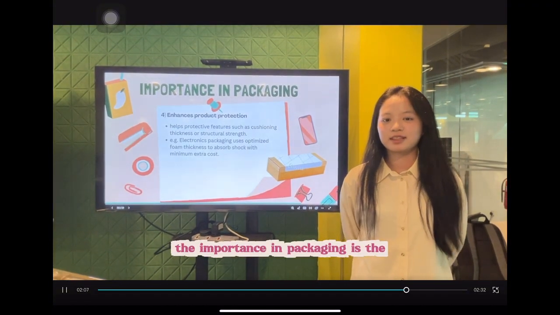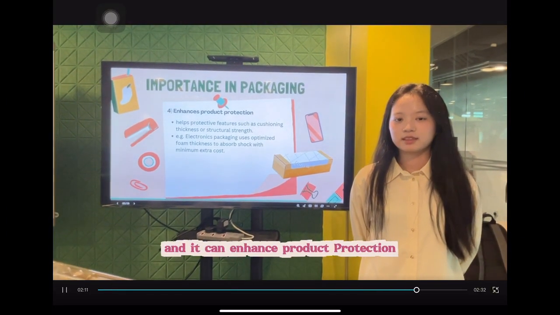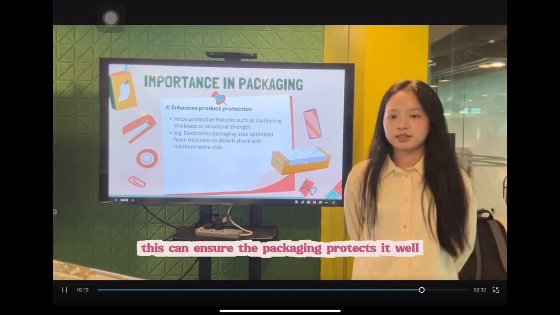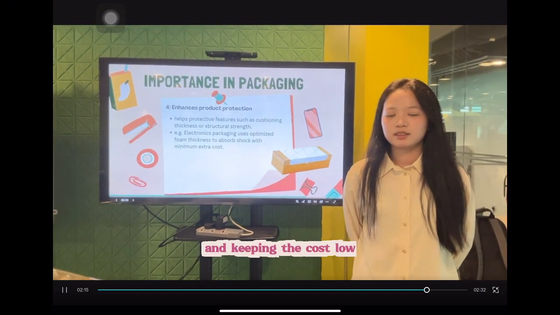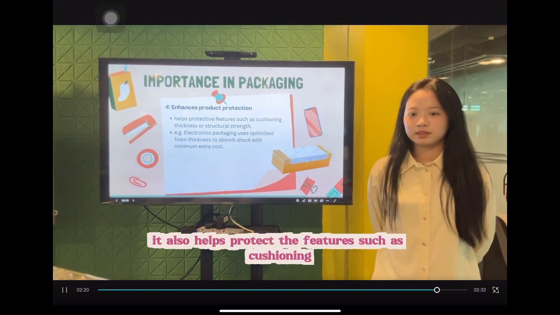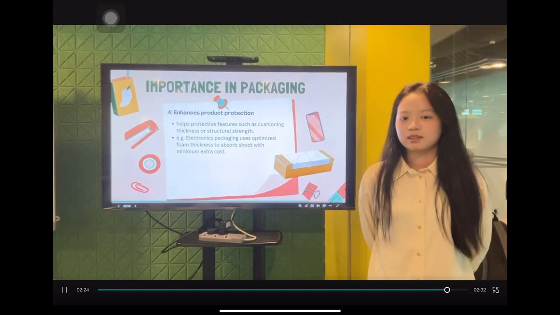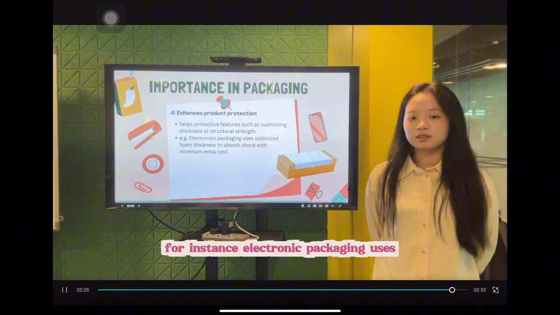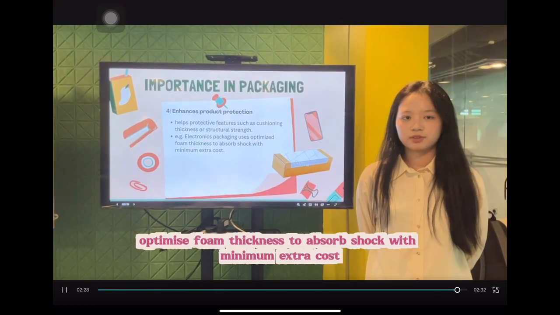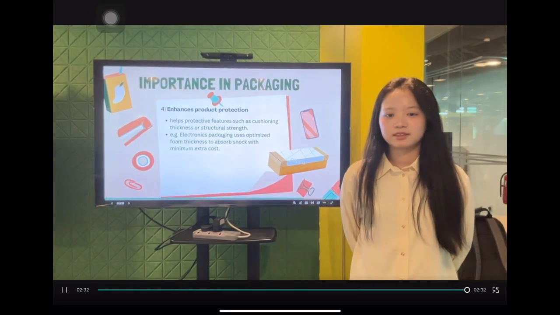Lastly, the importance in packaging is that it can enhance product protection. This can ensure the packaging protects the product well while keeping the cost low. It also helps protect the features such as cushioning thickness or structural strength. For instance, electronic packaging uses optimized foam thickness to absorb shock with minimum extra cost.